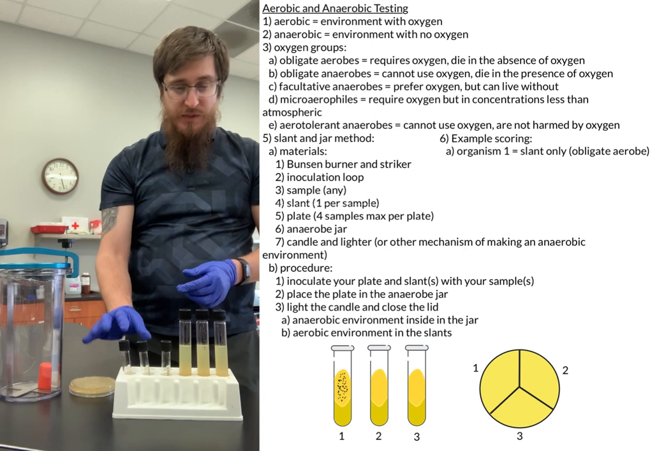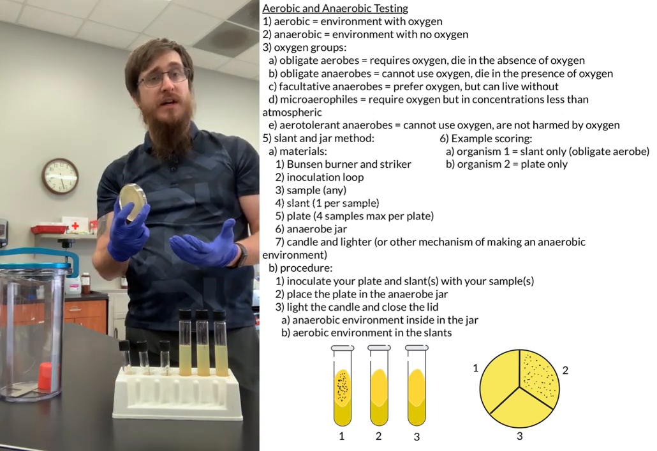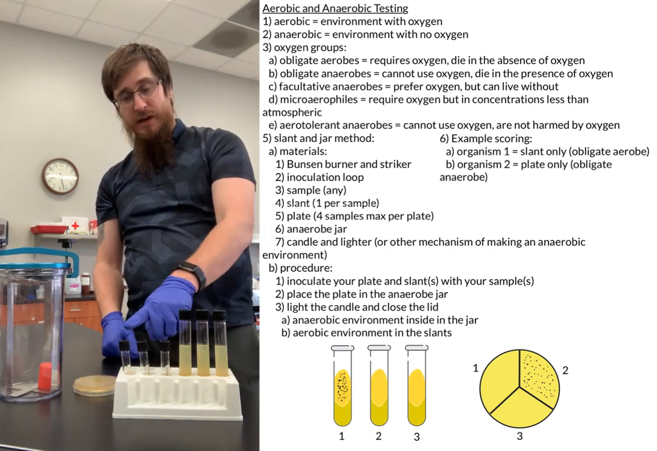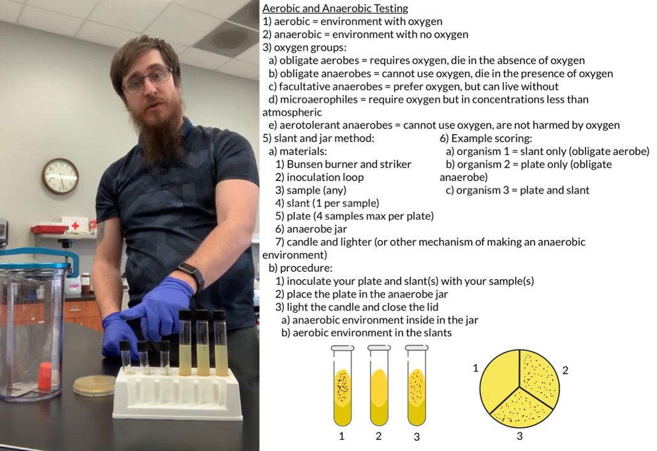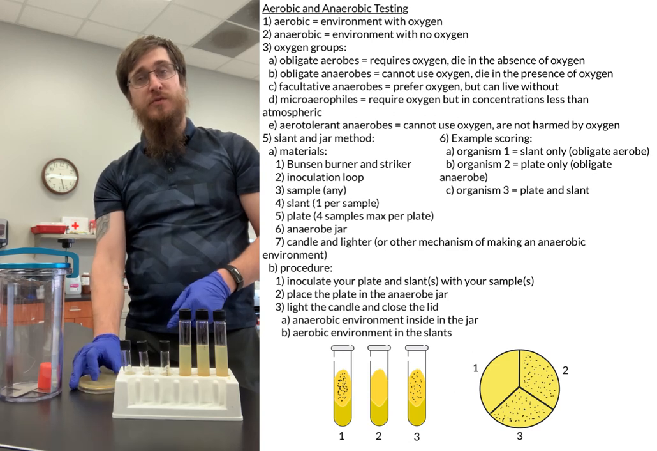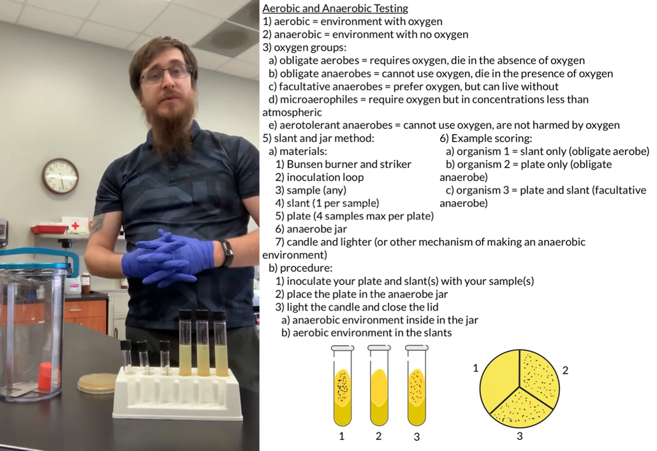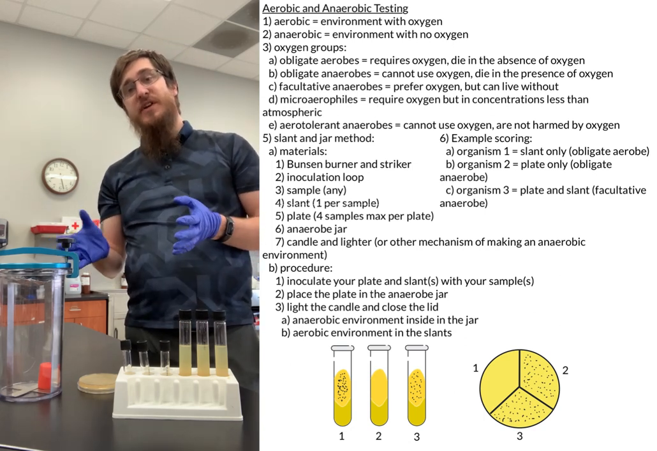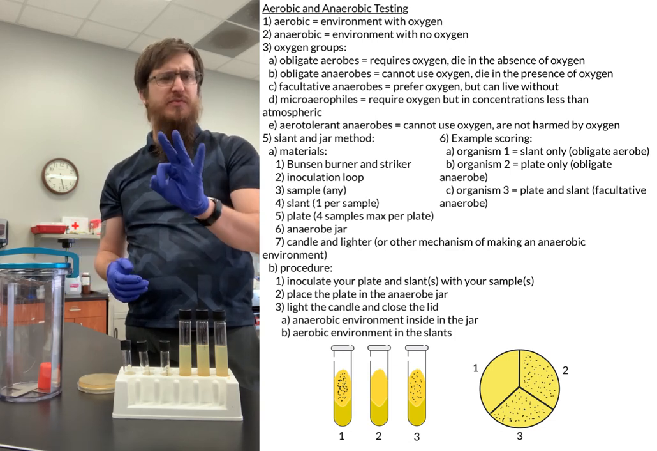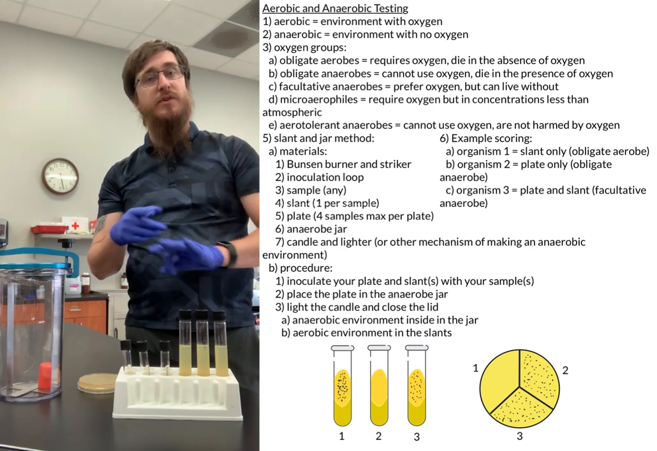Organism number 2, let's say that it could only grow on my plate. So it could only grow in an anaerobic environment, and because of that, it's an obligate anaerobe. And then lastly, organism number 3 could grow in both our slant and on our plate. Because of that, it grew both anaerobically and aerobically, and that makes it a facultative anaerobe. The limitation with this procedure is that it can only tell us those 3 main groups: obligate aerobes, obligate anaerobes, and facultative anaerobes.